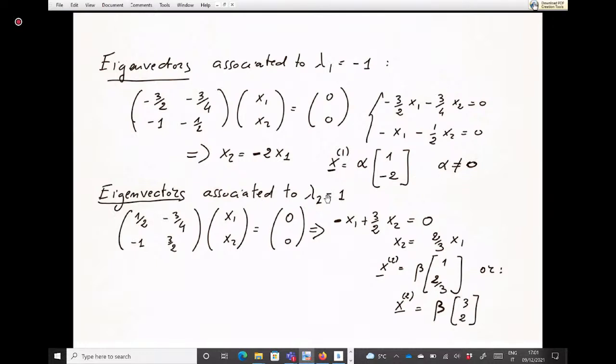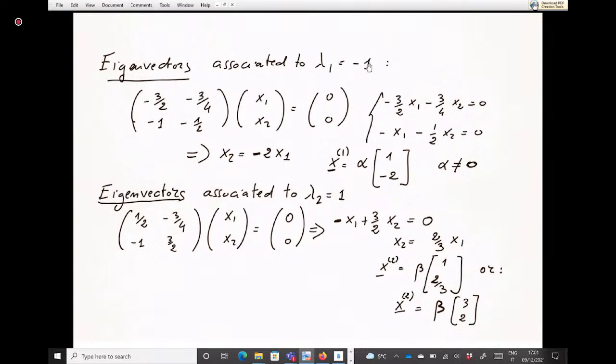If we do the same with the other eigenvalue 1, I get this. So minus x1 plus 3/2 x2 is equal to 0, x2 is equal to 2/3 x1. Okay, so one typical vector of this family is (3, 2), and then I multiply by an arbitrary constant theta. So this is the set of eigenvectors associated to the eigenvalue 1. This is the set of eigenvectors associated to the eigenvalue -1.